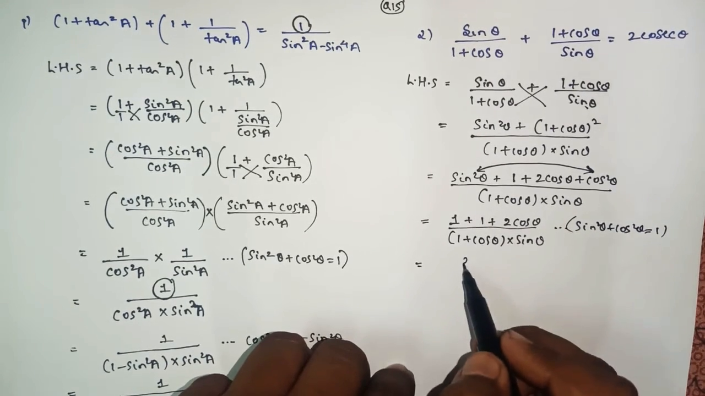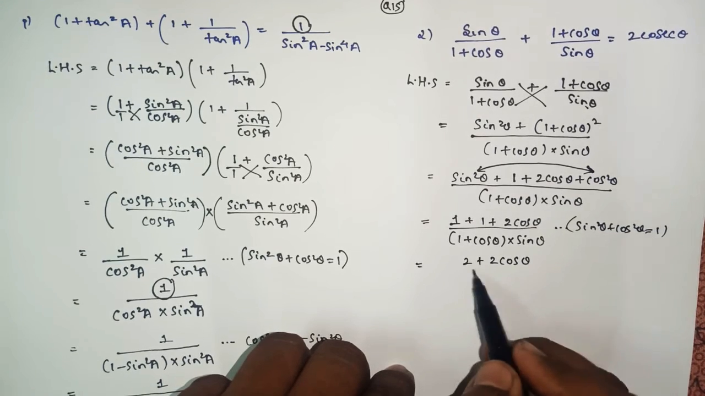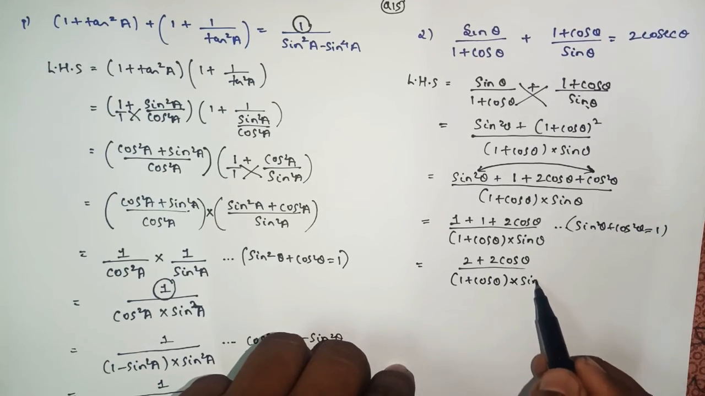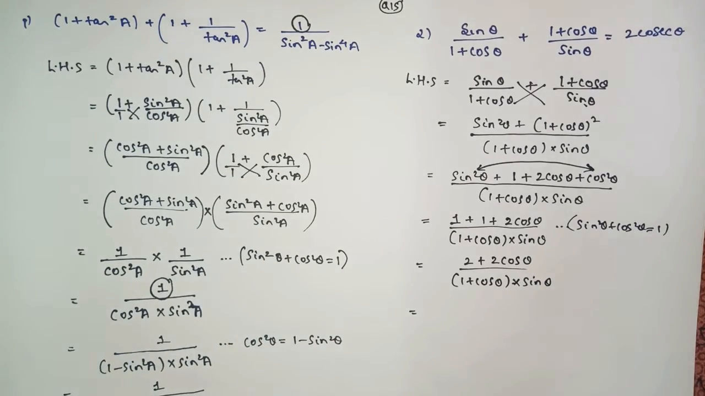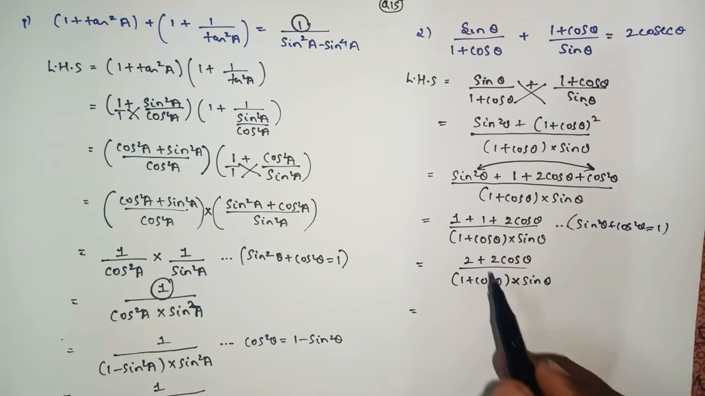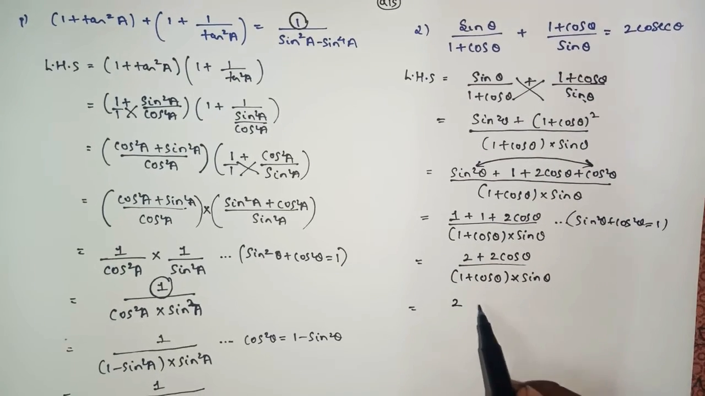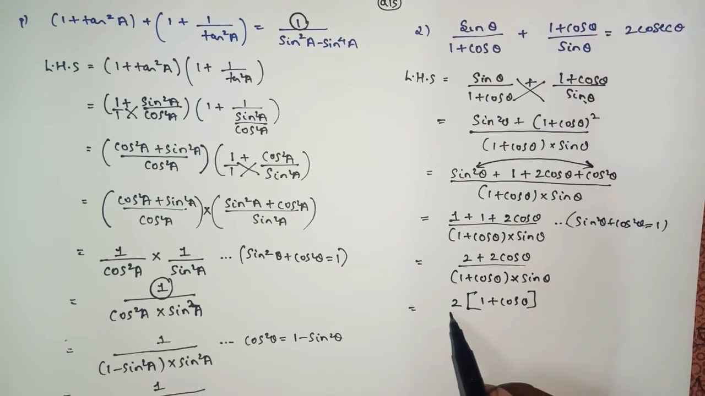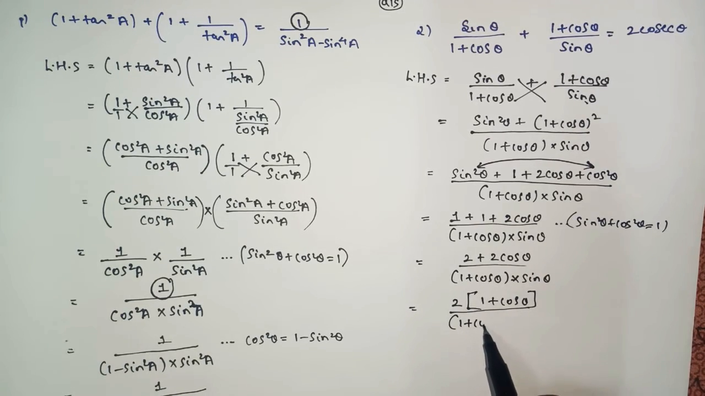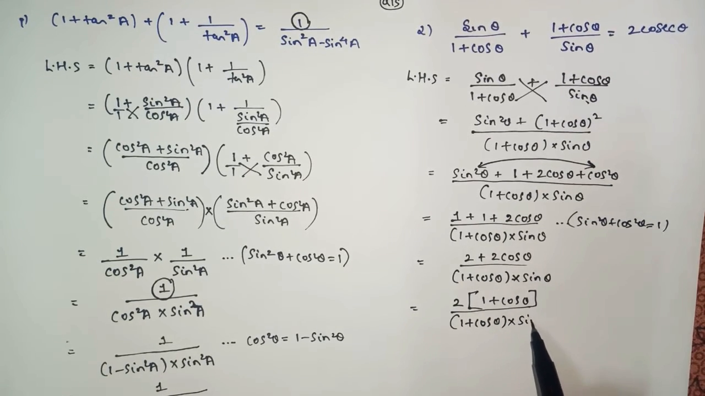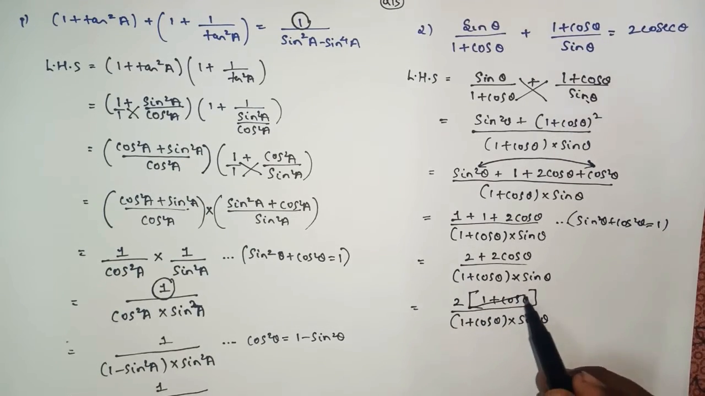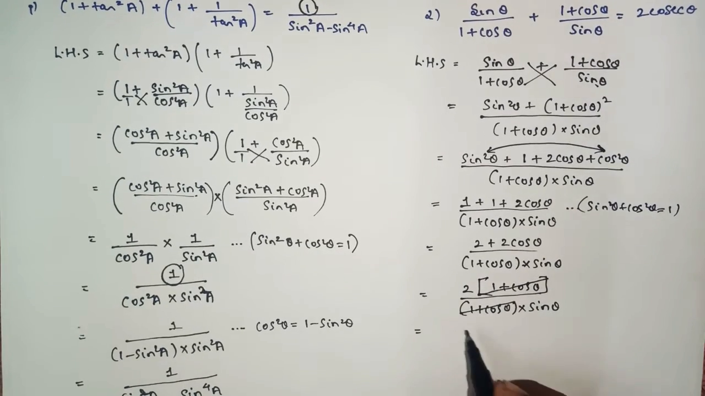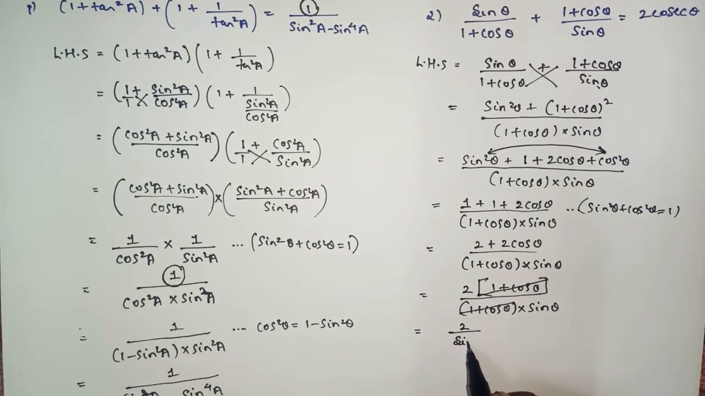After this, 1 plus 1 is what? 2 plus 2 cos theta upon 1 plus cos theta into sin theta. Yes or no? Now after this, clearly we can see that 2 is common, so we can bring 2 as common. So inside the bracket you will get what? 1 plus cos theta, and here in the denominator we have 1 plus cos theta into sin theta. Yes or no? As clearly we can see that 1 plus cos theta and 1 plus cos theta are the same, so we can cancel that term. So you will be left with what? 2 upon sin theta. Yes or no?